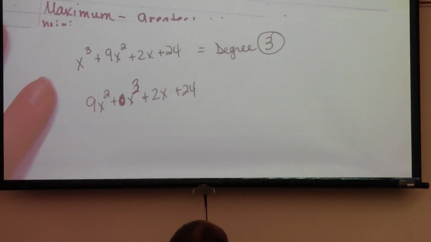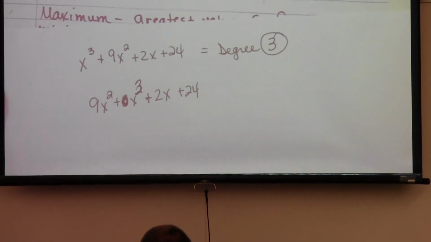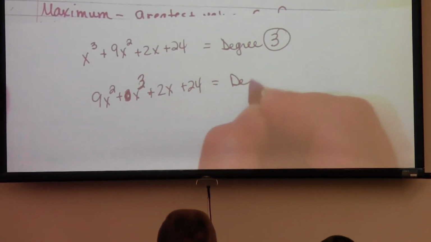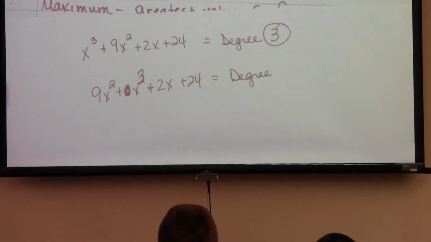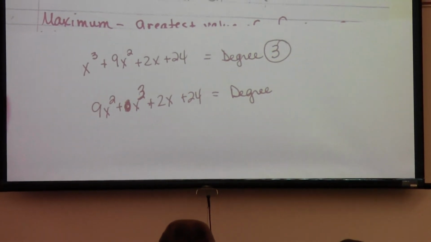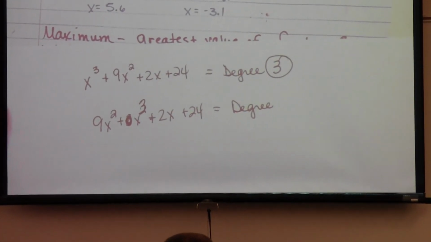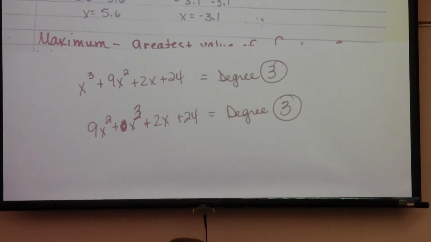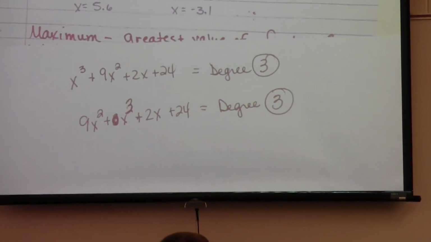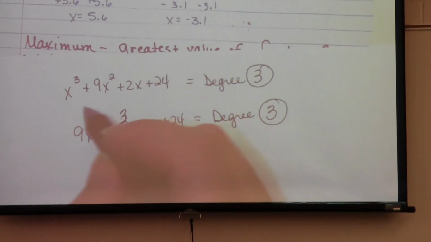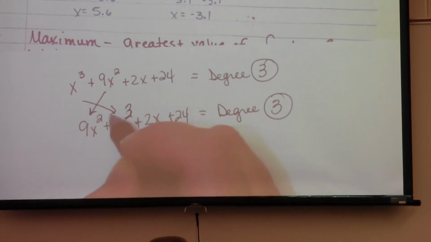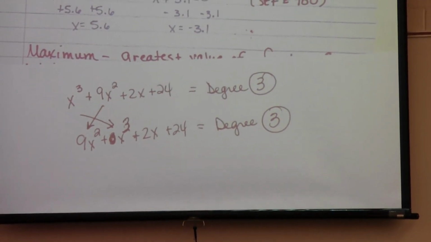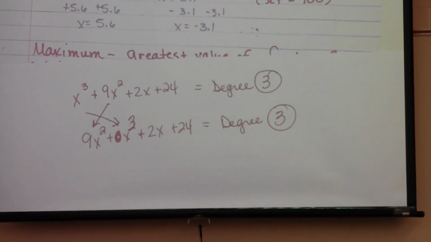What if they had given it to you in that order? The degree of that polynomial would be? Isn't it the biggest one? It's always the biggest number. So it would be 3. And notice, all I did was move these two around. Otherwise, the polynomial is exactly the same. If you put it in your calculator, it would graph exactly the same.